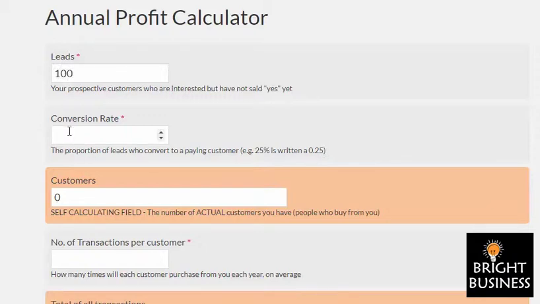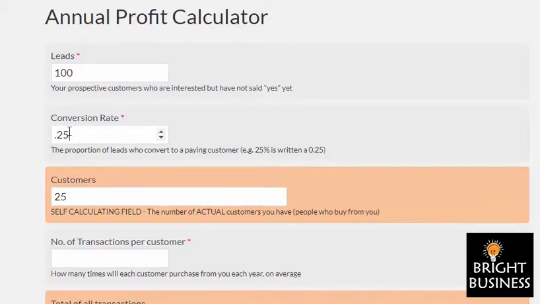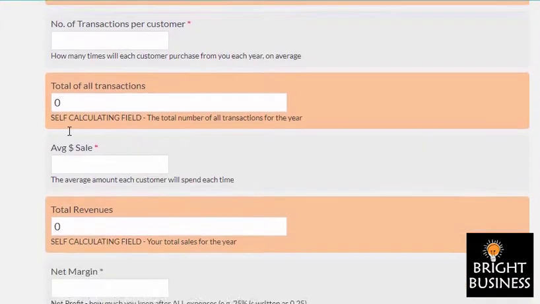And your conversion rate, well, you could probably do with a little bit of sales training, but your conversion rate at the moment is 0.25, so 25%, and we type it as a fraction. So now we've got 25 customers.